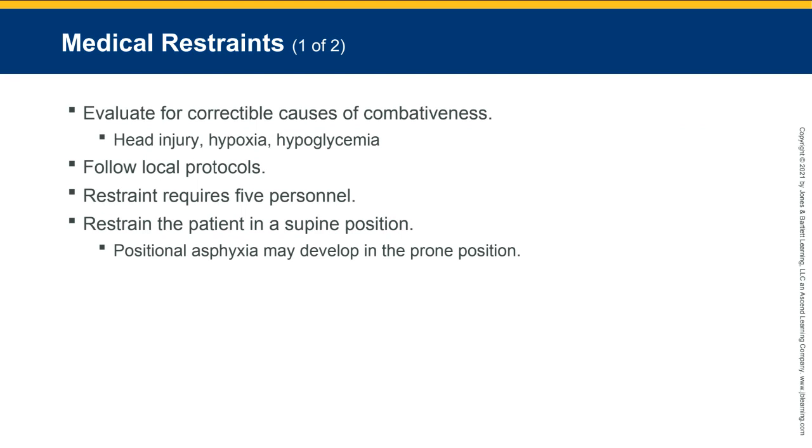Now, medical restraints. Evaluate for correctable cause of combativeness. So if the patient is combative, think about injury or medical condition that can cause the patient to be combative. And if it is present, address it. Follow local protocols. Restraint requires 5 personnel. Restrain the patient in a supine position. Positional asphyxia may develop in prone position. So don't put them face down. They can suffocate.